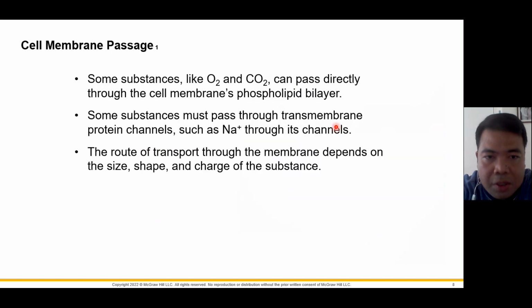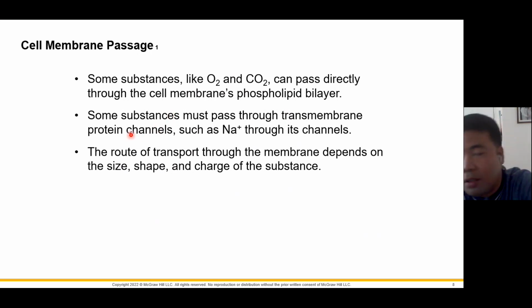And there are substances that must pass through those transmembrane protein channels. Okay? So, tawag doon, transmembrane protein channels, because they are made up mainly of protein. And one of those channels is a sodium channel, which allows sodium specifically to pass through.